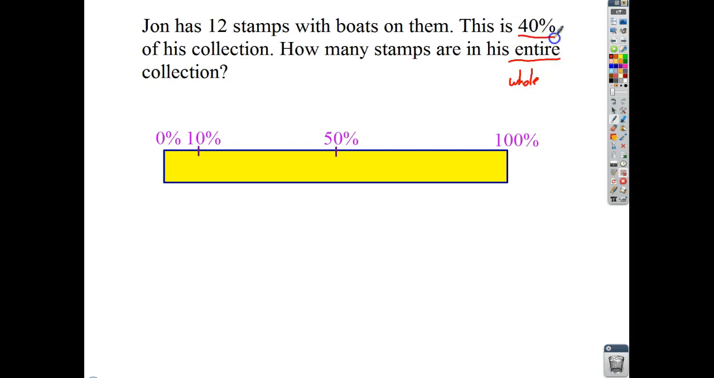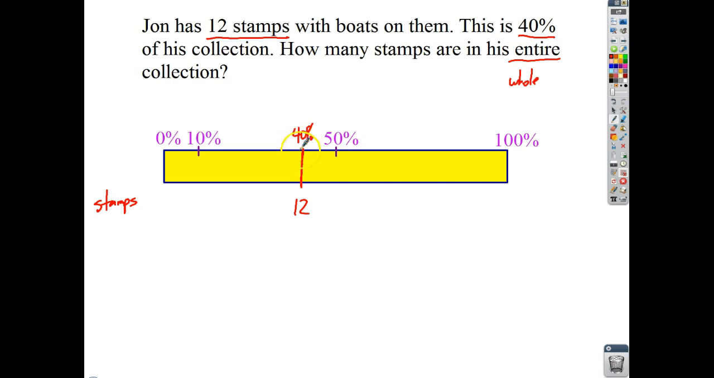I know the percent, and what I'm trying to find is the whole, and I know a part. So 100%, we don't know what that is, so we'll call this stamps. But we do know that 40%, which we would say is right around here, 40% is 12 of those stamps. And we're trying to figure out what 100% is. Well, I know 40% is 12, so I can't necessarily get to 100. So let's try backing this up.